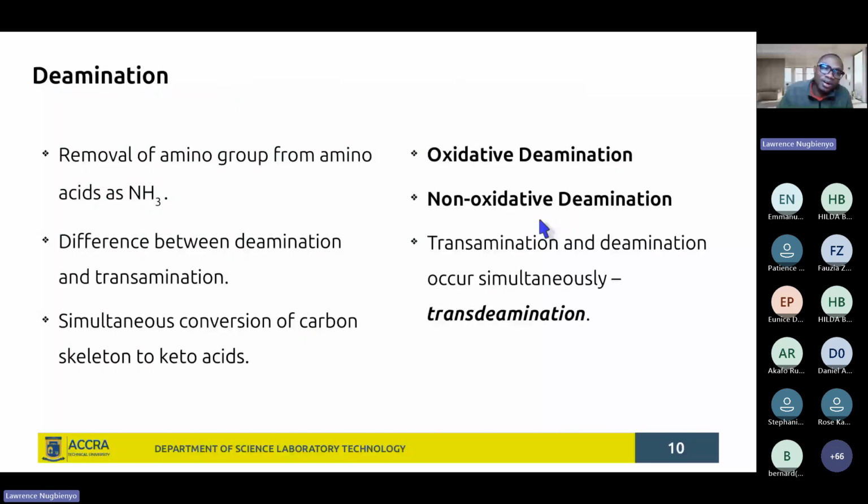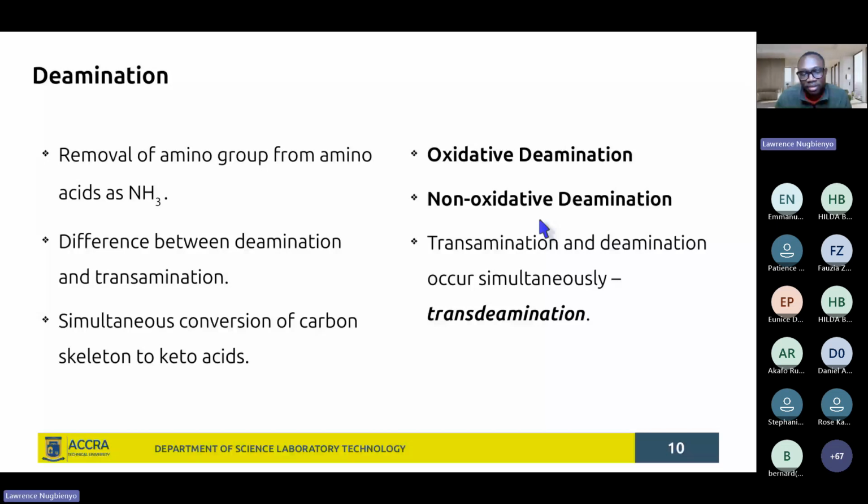All right. Now we can move to the next process, which is deamination. Actually, if you look at the process of transamination and deamination, they are occurring simultaneously, at the same time. And so because of that, even though we talk of it as if they are two separate processes.